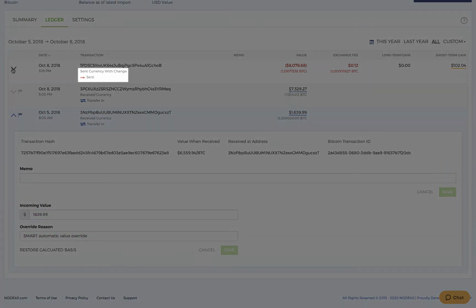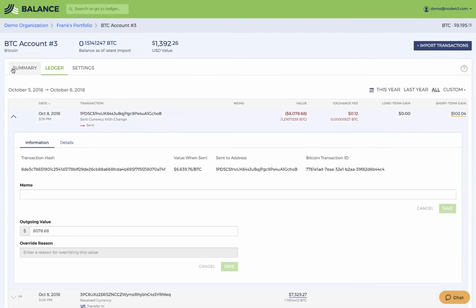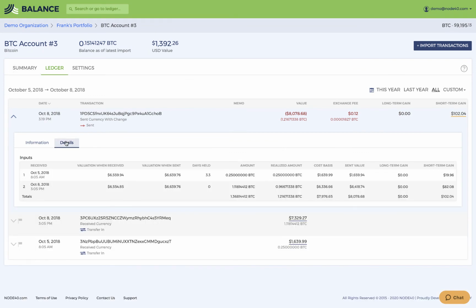Finally, a sent transaction, also referred to as a disposition, is when an asset is exchanged for another type of asset. In this case, the Bitcoin was exchanged for US dollars. For a sent transaction, the outgoing value is the sum value of all the realized inputs associated with the transaction at the time of disposition. Here you see the sum of the transaction when sent times the realized amounts equals the sent value.